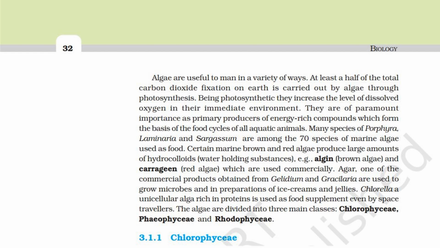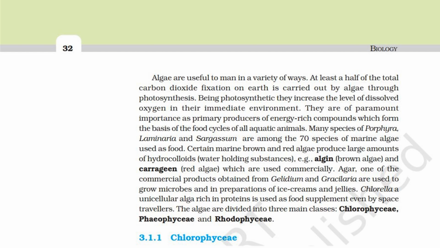Many species of Porphyra, Laminaria and Sargassum are among the 70 species of marine algae used as food. Certain marine brown and red algae produce large amounts of hydrocolloids, water-holding substances, for example, algin from brown algae and carrageen from red algae, which are used commercially.